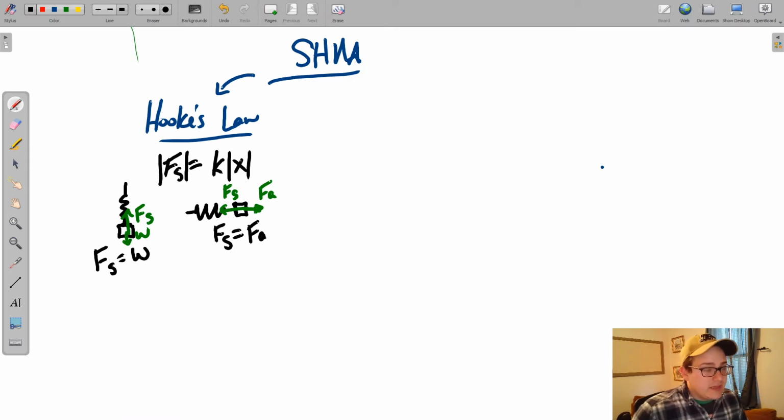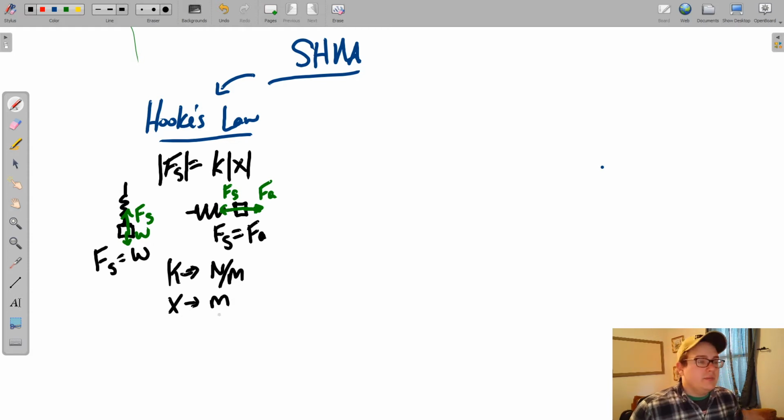The unit of k, your spring constant, is newtons per meter. x is your stretch distance, and that's also in meters. In this unit, you'll find very frequently that you're given centimeters and you have to convert. So anytime you see centimeters, go ahead and convert over to meters, and then you're good to go.